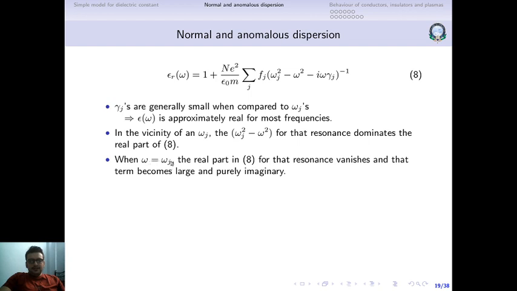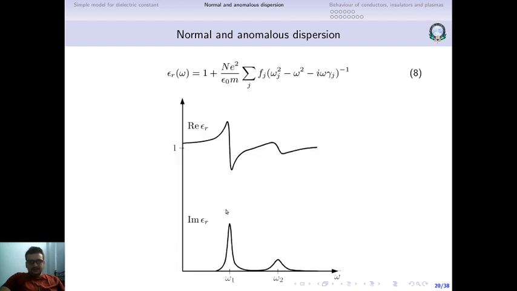So when omega becomes equal to an omega j, for that dominant term the real part will vanish, because omega is equal to omega j. As a result it will become large and purely imaginary, because the real part has vanished and only the imaginary part is left. And gamma j, like I said, is generally very small, so when you take the reciprocal of a small imaginary number, it's going to become large, and of course it will be purely imaginary. So this is an example.